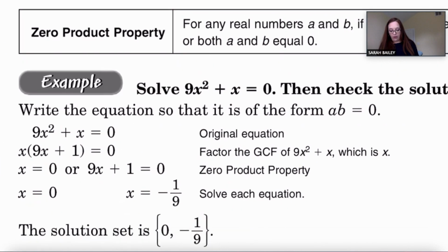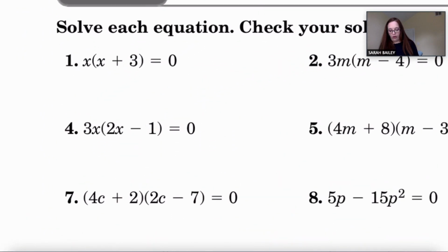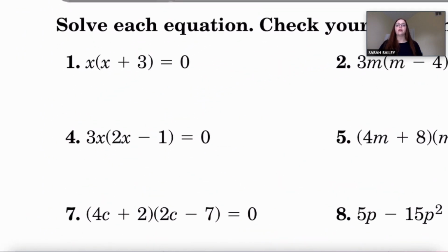So when I go over here, and I want you to look at number 1, it says to solve each equation and check your solution. So we've got two factors here, x times x plus 3, and that's equal to 0. Well, that means that either x is equal to 0 or x plus 3 is equal to 0. One of those, or both of those, must be true.